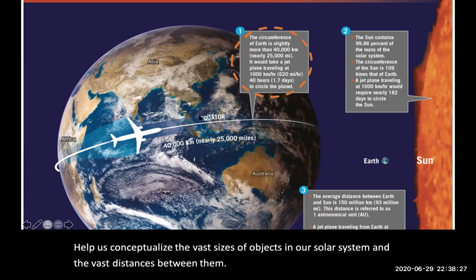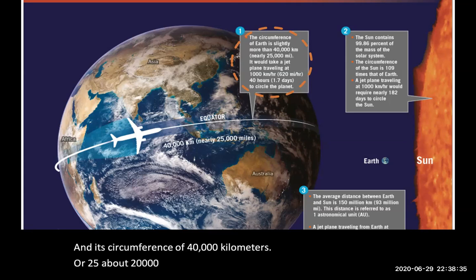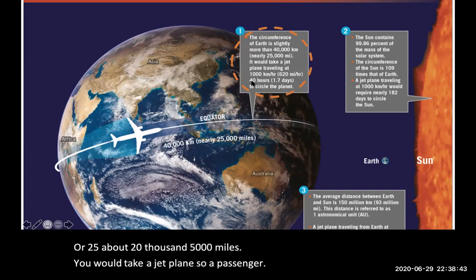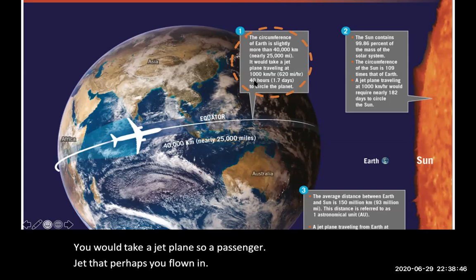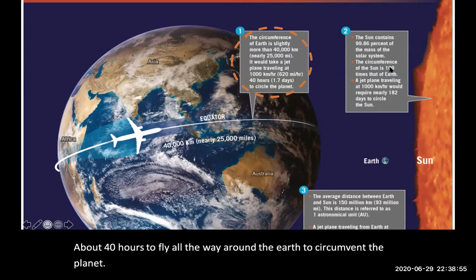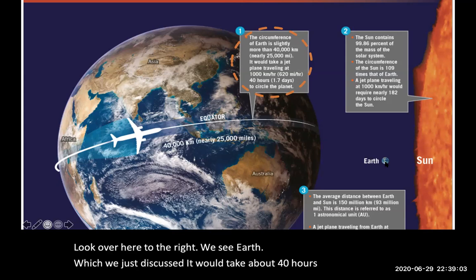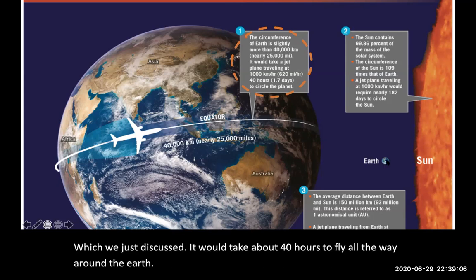So we start with Earth and its circumference of 40,000 kilometers or about 25,000 miles. It would take a jet plane, a passenger jet that perhaps you've flown in, about 40 hours to fly all the way around the Earth to circumnavigate the planet. Look over here to the right, we see Earth, which we've just discussed. It would take about 40 hours to fly all the way around the Earth. It's big for us. It's a big planet.